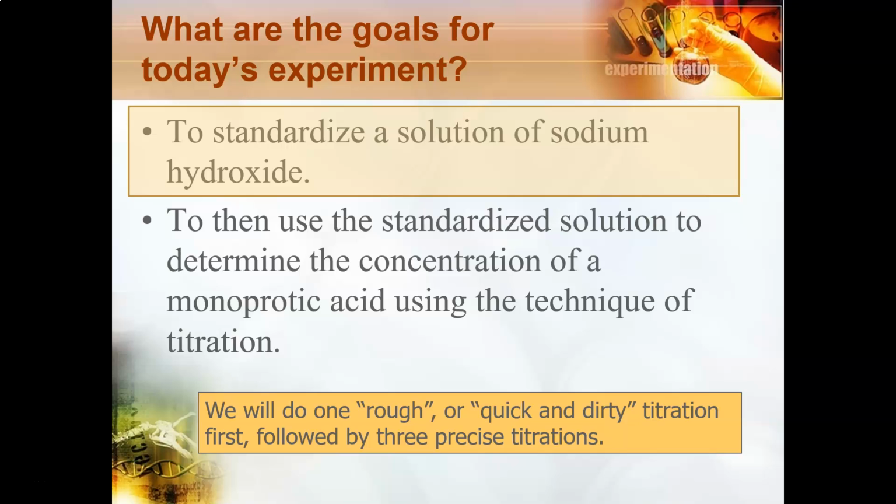So again, the first goal for today's experiment is to standardize a solution of sodium hydroxide. So how are we going to do that? Well, we're going to do a rough titration first, or one of my students called it quick and dirty. That means it's a quick titration. We're not going to use that data because we will almost surely go way over the endpoint, but it's a way for us to have an idea of how much sodium hydroxide we need to add.